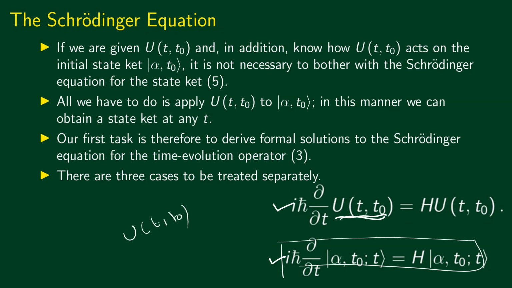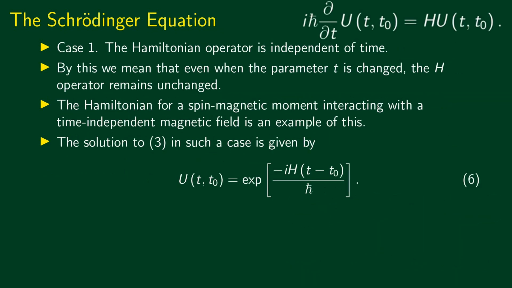So our first task is to derive formal solutions to the Schrödinger equation for the time evolution operator. And we'll treat three cases separately. The first and the simplest case is where the Hamiltonian operator is independent of time. By this we mean that even when the parameter time is changed, the Hamiltonian operator remains unchanged.